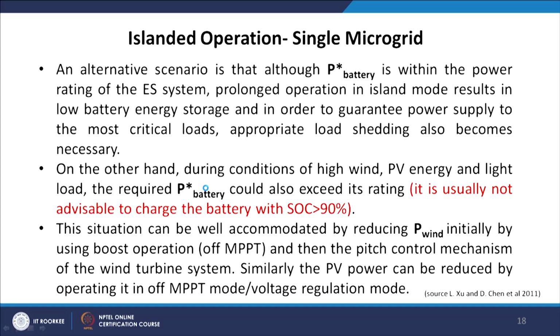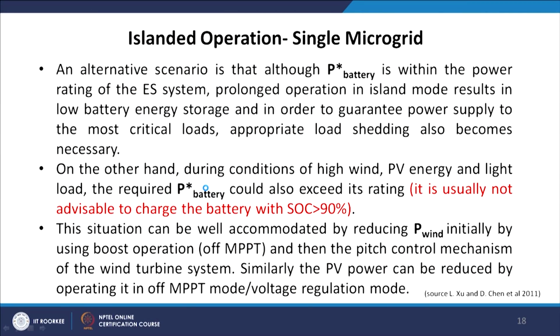So, once again, under those circumstances, this situation can be well accommodated by reducing the P wind initially by using boost operation, that is, do not operate your PV at MPPT, and then the pitch control mechanism of the wind turbine system. Similarly, the PV power can be reduced by operating it off MPPT and moving to voltage regulation mode.